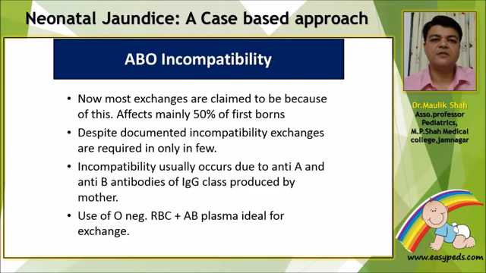Incompatibility usually occurs due to anti-A or anti-B antibodies of the IgG class. Here one needs to remember that only IgG class antibodies can traverse the placenta. Hence, the transplacental transfer of IgG class anti-A and anti-B antibodies leads to incompatibility and breaks down the baby's RBCs, and hence there is development of jaundice in ABO incompatibility states.